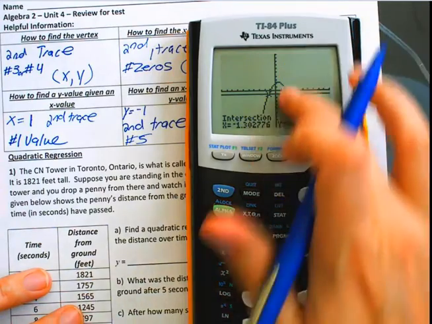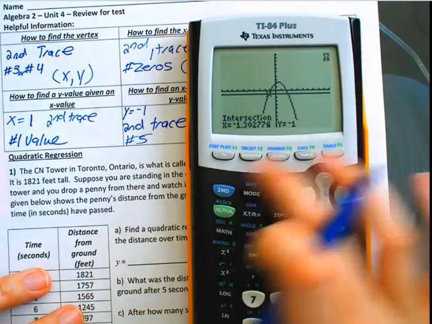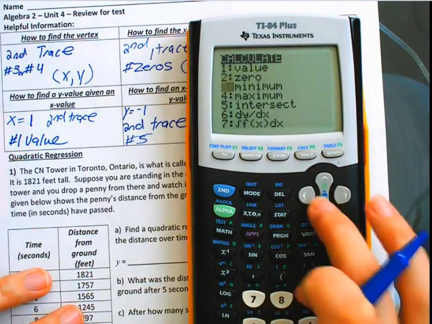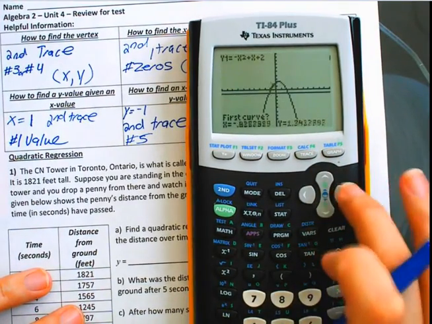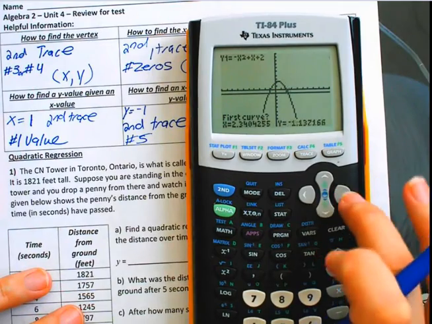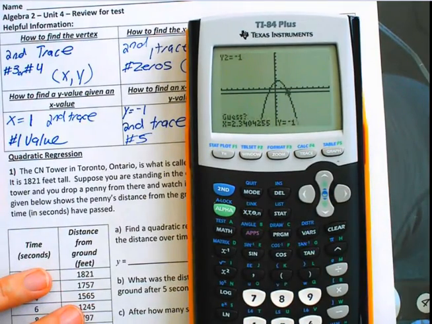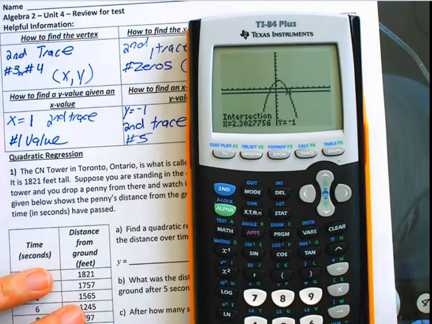Now I have to do that again because I need this other intersection. So I'm going to go back to second trace. I'm going to do intersection one more time. Come over to the other intersection, enter 3 times, and that will give me my other intersection. So remember, depending on the graph, you may have more than one intersection.